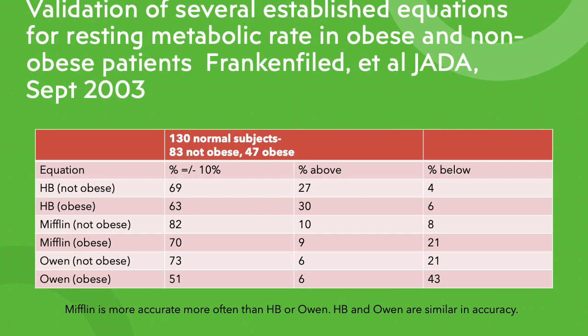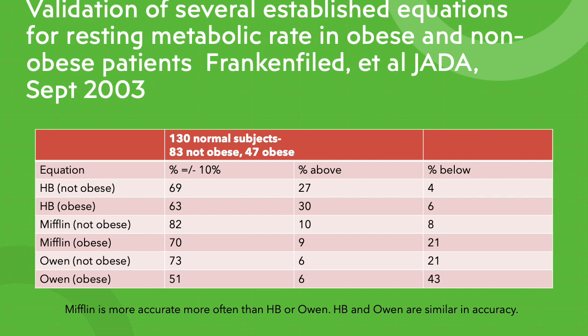So this table comes from an article that looked at validation of several established equations for resting metabolic rate in obese and non-obese patients. Basically, the takeaway here is that Mifflin was more accurate more often than the Harris-Benedict equation or the Owen equation. We're not really going to talk about the Owen equation, but the Harris-Benedict equation really has now been transitioned from a clinical tool to a historical landmark.